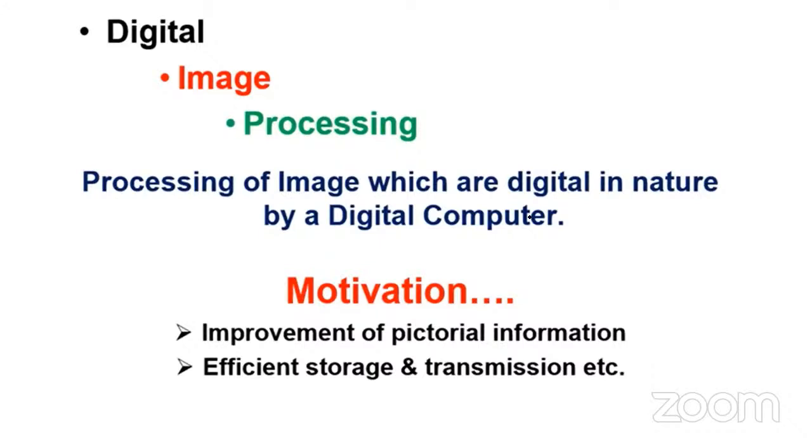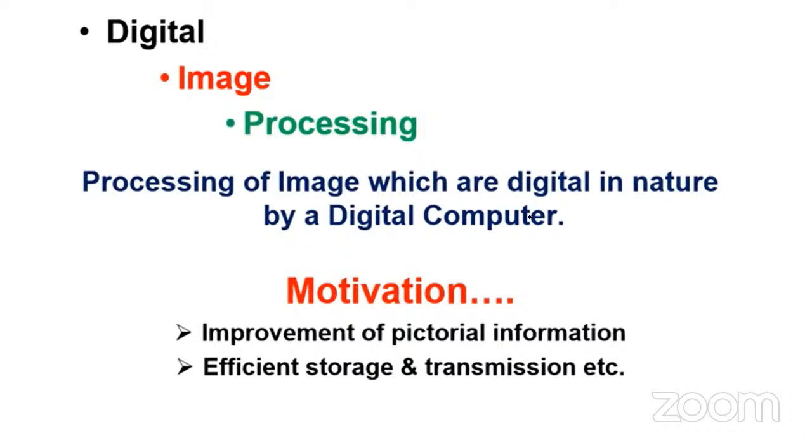What are those goals? We have to look for improvement of pictorial information, and efficient storage and transmission. What does it mean? Let us assume we have an input image with low contrast, we have to look for better contrast. Or if we have an input image with a lot of noise, we have to look for noise reduction. That is called improvement of the pictorial information.